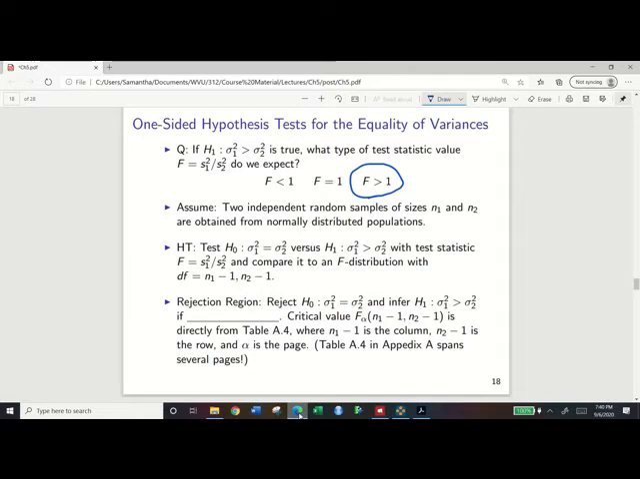Talking about how we determine our test, now that we've taken a brief look at our table, our rejection region is that we will reject H0 if F, our test statistic, is greater than F alpha with degrees of freedom n1 minus 1, comma, n2 minus 1. And this critical value, F alpha, comes directly from the table that we just showed you. And again, remember, alpha is at the top of the page, n1 minus 1 is the column, and n2 minus 1 is the row.